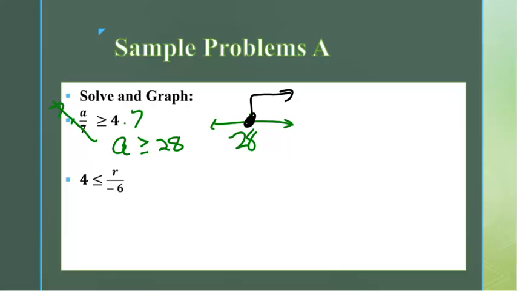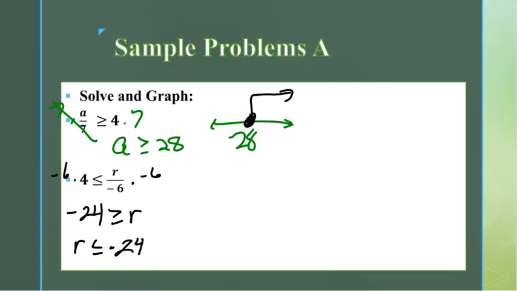Here, 4 is less than or equal to r divided by negative 6. I want to multiply by negative 6 on both sides to get r by itself. Because I'm multiplying by a negative number, I now flip the symbol. So right now I have negative 24 is greater than or equal to r. Now if you don't like writing it that way, I'm going to write it the other way with the variable first. So r is less than or equal to negative 24.